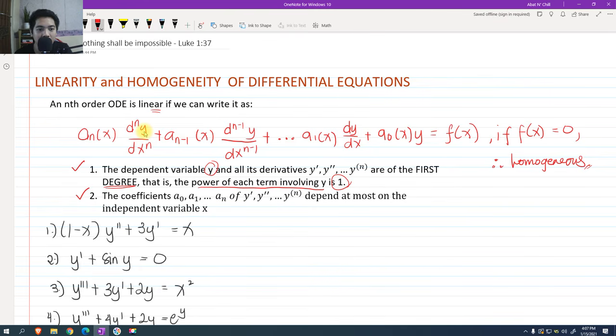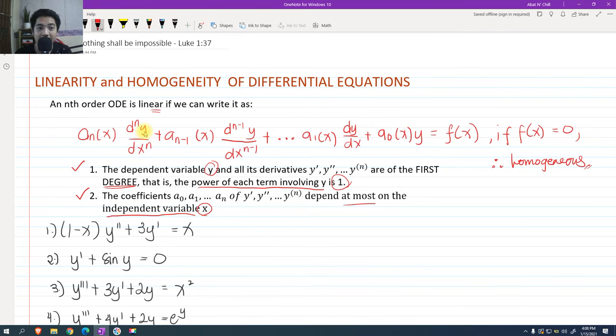The coefficients a sub 0, a sub 1, up to a sub n of y, y prime, y double prime, up to the nth derivative of y, depend at most on the independent variable x. Meaning the values of these functions should be in terms of x or a constant, since x is the independent variable in our equation. So this should be x or any constant value. It can be 0. If this is 0, we have no nth derivative term.